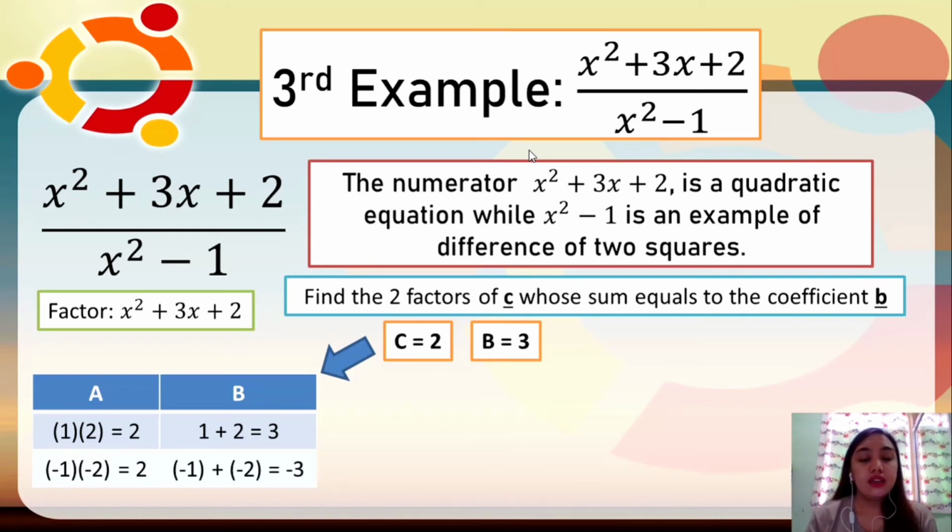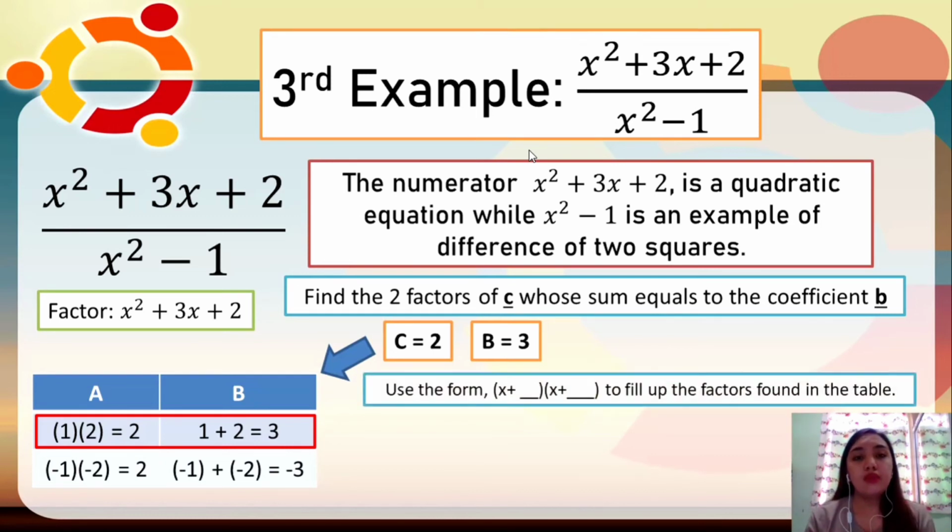So, alin dyan sa factors na yan ang gagamitin natin? Is it 1 and 2, or negative 1 and negative 2? Siyempre, yung first row, kasi yun ang nakakuha ng sum of 3. So, use the form x plus blank times x plus blank to fill up the factors found in the table. Kung ano yung nakuha nating factors dun sa table, yun ang i-replace natin. So, yun ang factors ng x squared plus 3x plus 2.